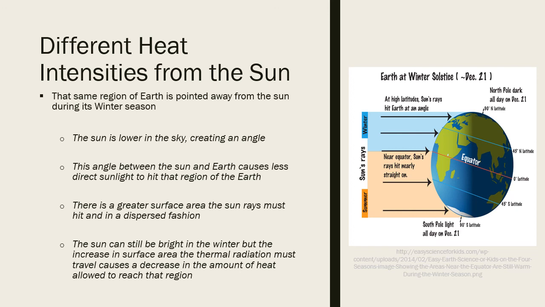There's a greater surface area the sun rays must hit, and in a dispersed fashion as well. The sun can still be bright in the winter, but the increase in surface area the thermal radiation must travel causes a decrease in the amount of heat allowed to reach that region and be felt.